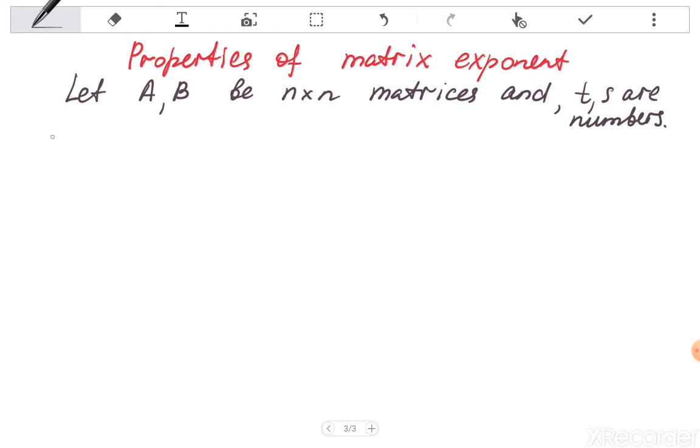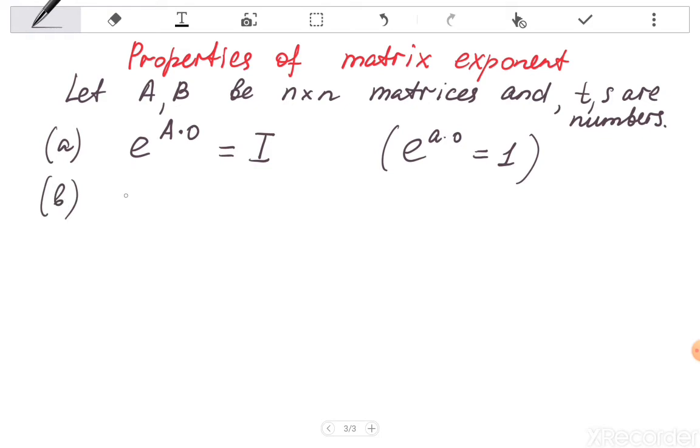The first property, a simple one: if we take e to the A times 0, we just get e to the 0. If we look at the definition of the exponent, you will see that this is indeed just I, because all other terms contain t, which is 0 now. So this is the identity matrix, similar to e to the a times 0 being just 1 for numbers.